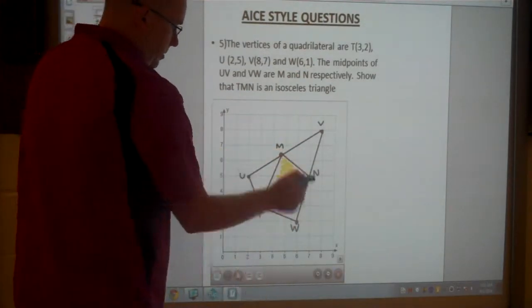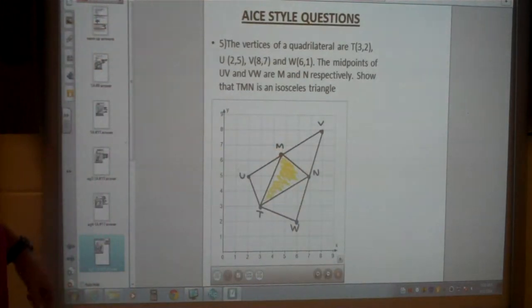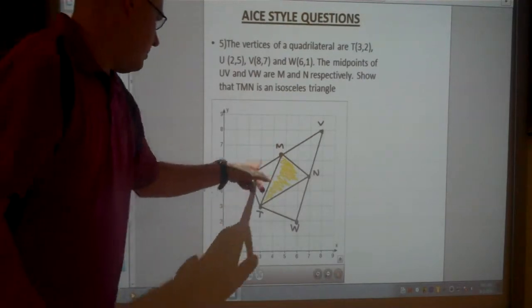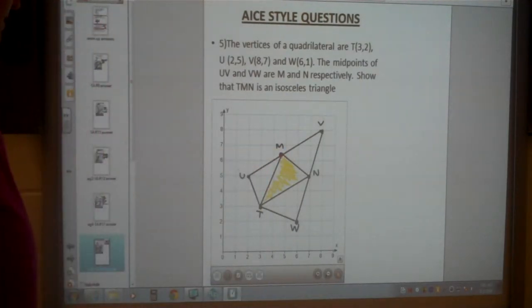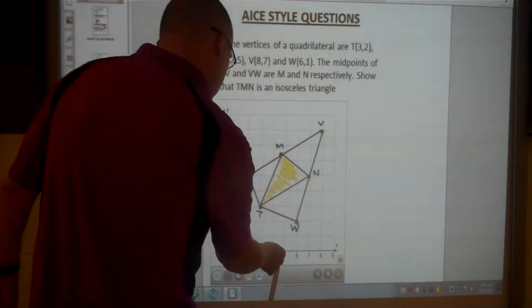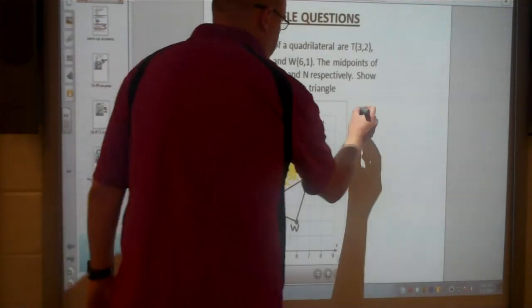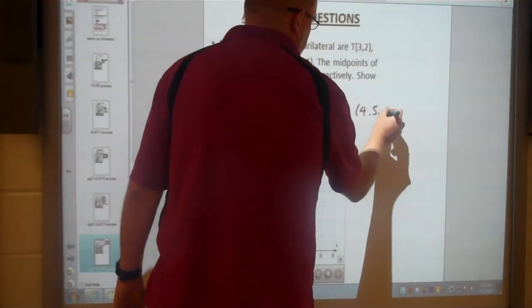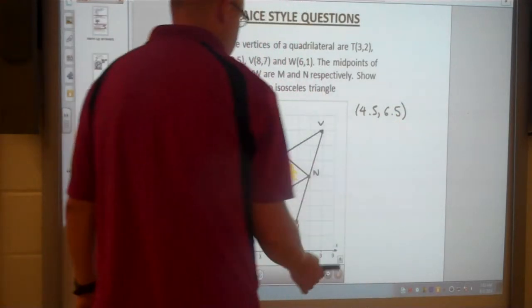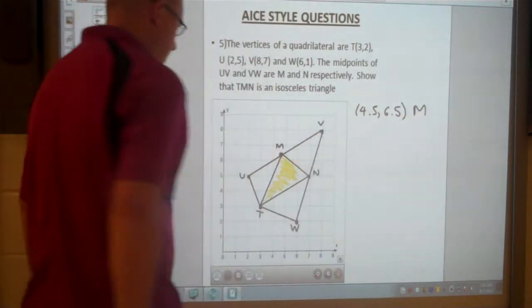So the first part is, you should be figuring out, as soon as it says midpoints of UV, you should be calculating the midpoint and finding out exactly what it is. Now it looks like from my picture it's going to be a decimal, and you should be able to check that it should be 4.5, 6.5. I'm going to call that one M.